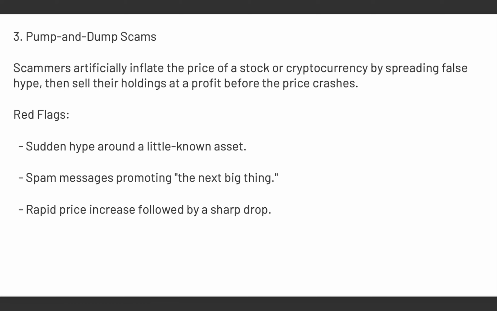The first one is sudden hype around a little known asset. For example, an asset that just came out of nowhere, and there's a sudden hype around it, then you should be suspicious. Now, number 2 will be spam messages promoting the next big thing. For example, if you are getting spam messages on your social media platforms or on your phone telling you that this is the next Apple, this is the next Bitcoin, this is the next Ethereum, all of those things are just to promote scams.